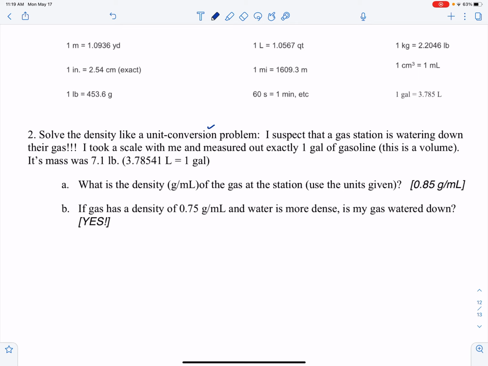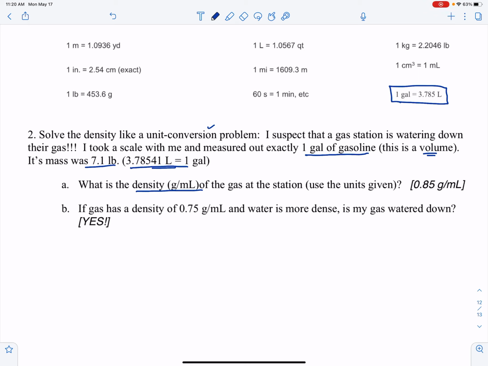I suspect a gas station is watering down their gas. I took a scale with me and measured out 1 gallon of gasoline. Notice that's a volume. Its mass was 7.1 pounds. Here's one conversion in here already, but of course you could have gotten it from this chart. You're going to need another conversion in here too. You'll see that's why I posted the chart. Question is, what is the density of the gas at the gas station?